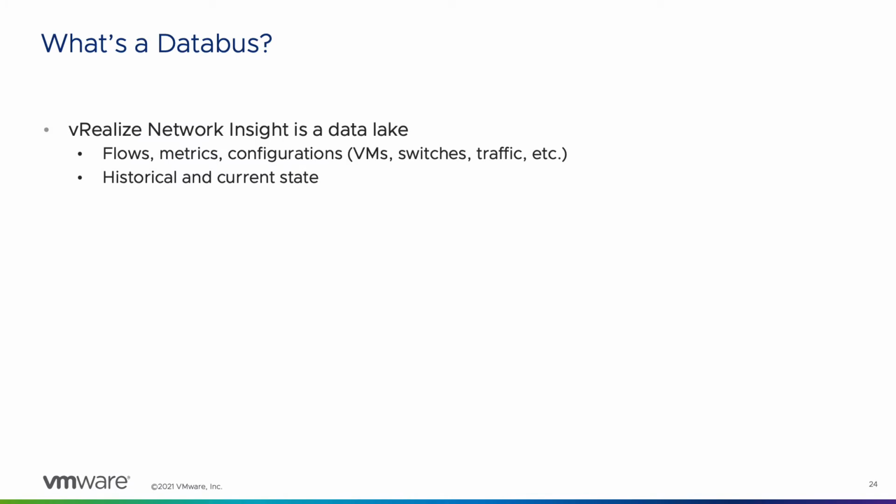So what is it? Well, vRealize Network Insight is a data lake. That's a given. There's a lot of data inside VRNI, whether it be about VMs, switches, ESXi hosts, NSX topologies, routers, switches, firewalls, traffic that traverses the network, and there's a lot more. And then there's also the fact that there are historical versions of all of that configuration and all of those metrics. So why the Databus?